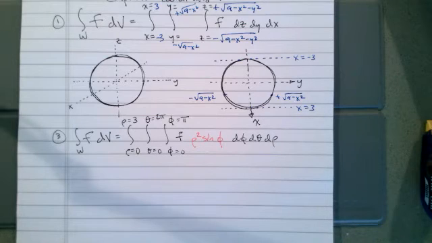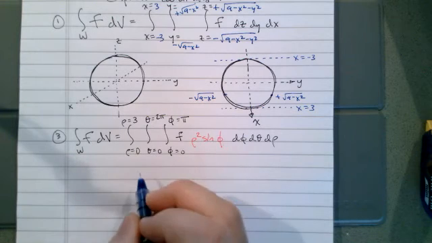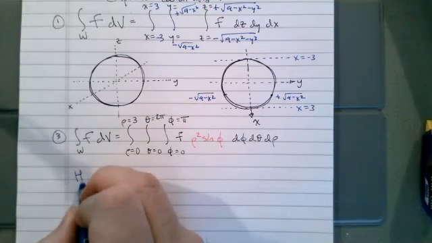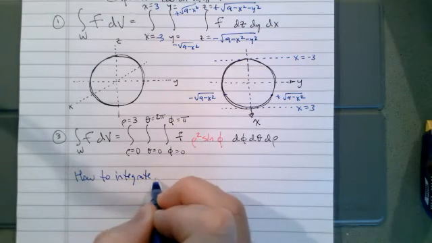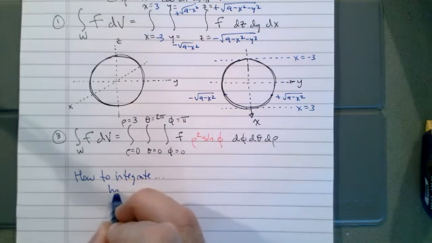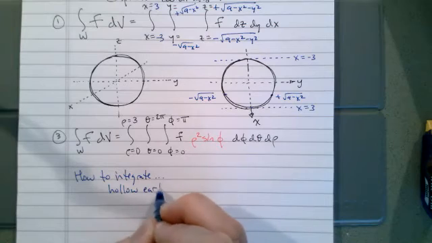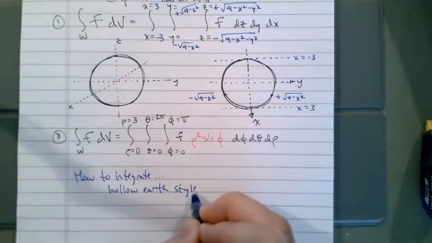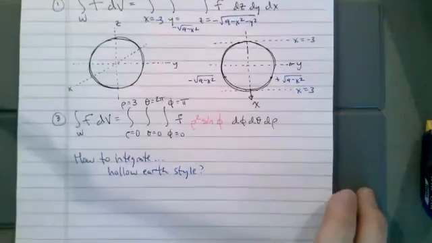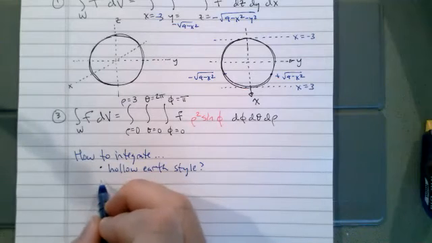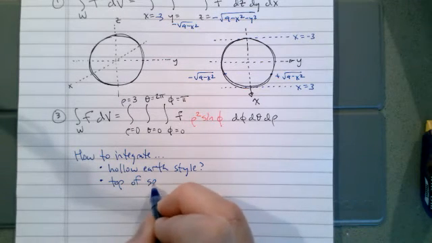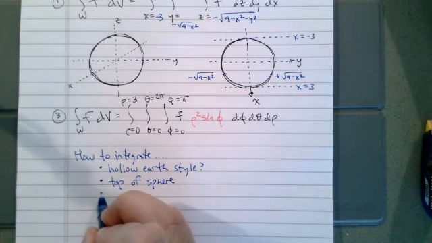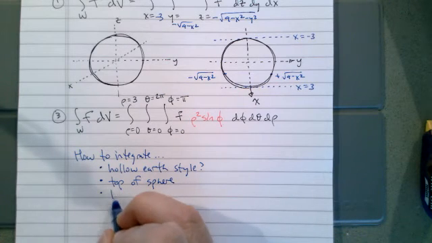So a good exercise here would be to imagine how we would integrate hollow earth style. Top of the sphere. Let's say the left side of the sphere.